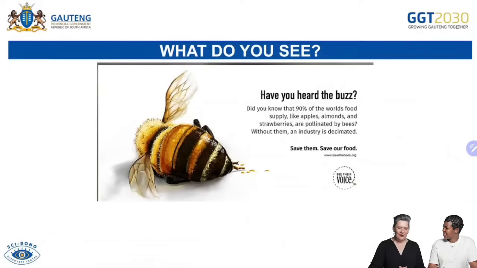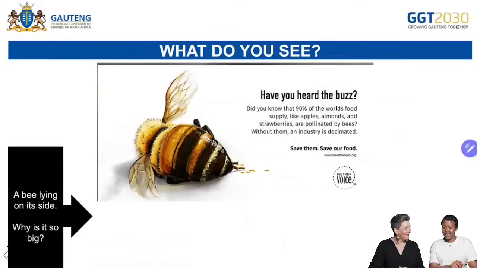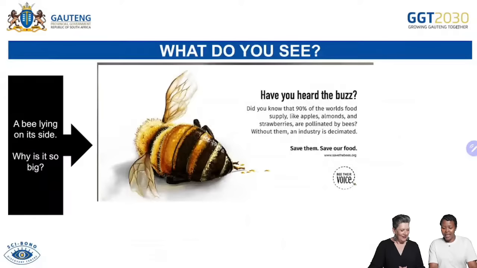They fly, right? Yeah, they fly. But this one doesn't look like it's flying. It's lying on its side. I actually feel very sorry for it. It makes me wonder what could have happened to it, which is what you should be thinking in grade 12. Let's see what's happening. A bee lying on its side, and why is it so big? Is the question that we are giving to you.